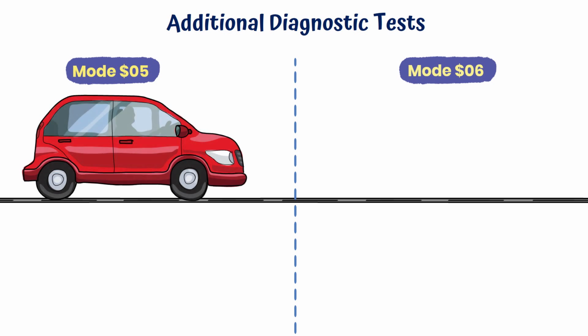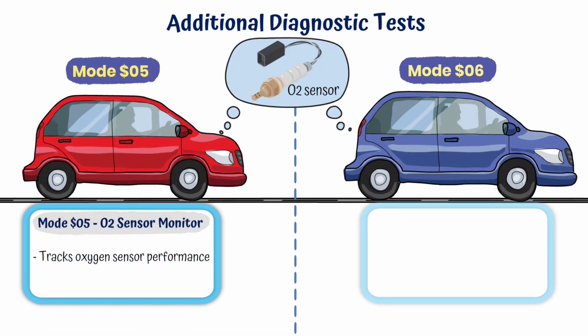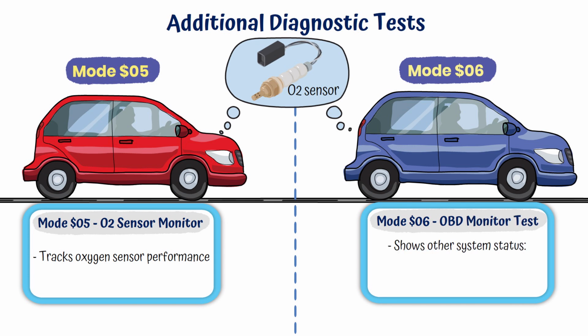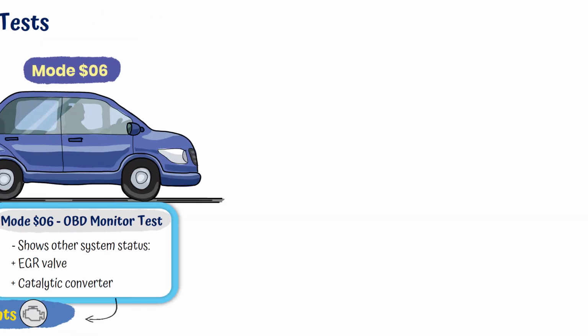Second, additional diagnostic tests, Modes 5 and 6. Mode 5 helps you track the performance of the oxygen sensor, and Mode 6 provides the status of the other systems, such as the exhaust gas recirculation valve and catalytic converter, both helping you detect systems that may be underperforming, showing signs of early failure, or requiring further inspection, even if the check engine light hasn't turned on yet.